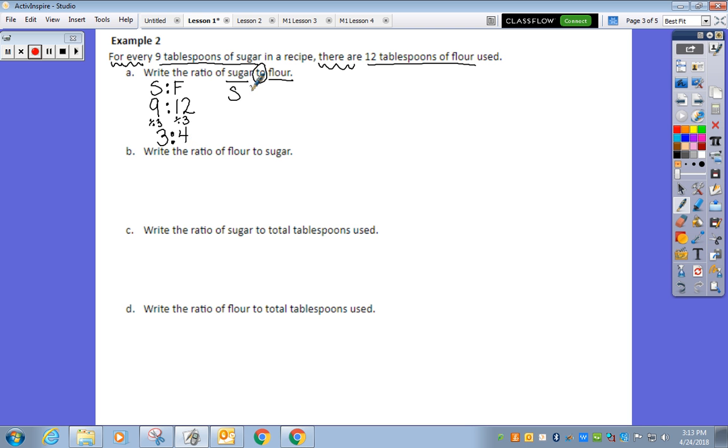Now, once again, I can do this with the word "to," and I'm just going to skip to this piece. I can do it with the fraction. If I do sugar to flour, if I were to write it as a fraction, it may look something like this. Okay, and then with the picture, I do want to use the simplest form. So I would do my 3 sugar and my 4 flour.